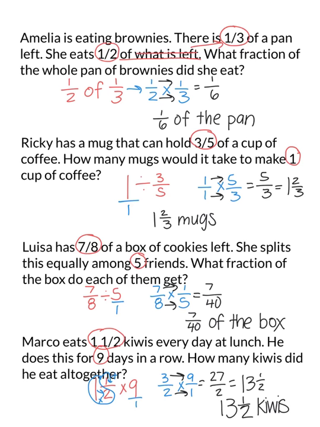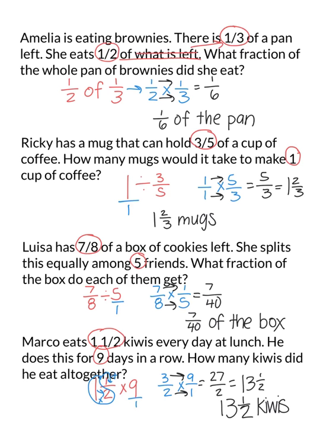The next one, he has a mug that holds 3/5 of a cup, and we want to figure out how many times this 3/5 fits inside of 1. So if I have a whole, I want to figure out how many times a group that is the size 3/5 will fit inside of a whole. So I'm seeing how many times this fits inside of this. So I'm dividing. So 1 divided by 3/5. I can first change it to a fraction, then I keep, change, flip to get 1 2/3 mugs.